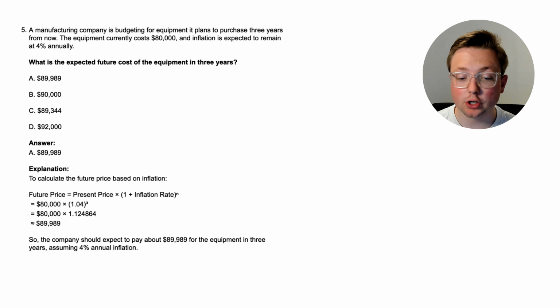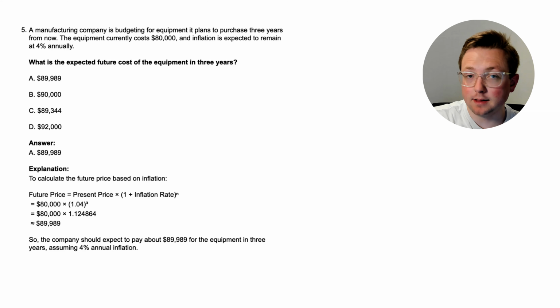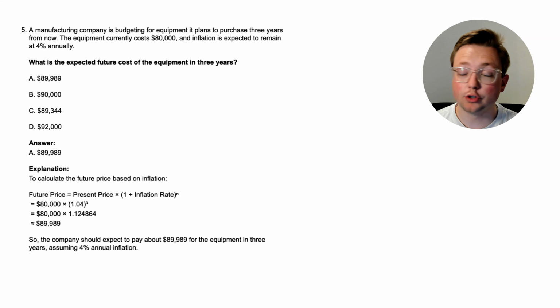So again, the company should expect to pay about $89,989 for the equipment in 3 years, assuming 4% annual inflation. So if they were to buy the equipment today, it's $80,000. And in future years, they'd be paying the equivalent of $89,989 in today's dollars because of inflation.